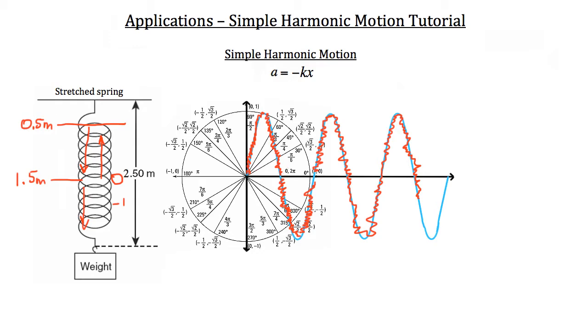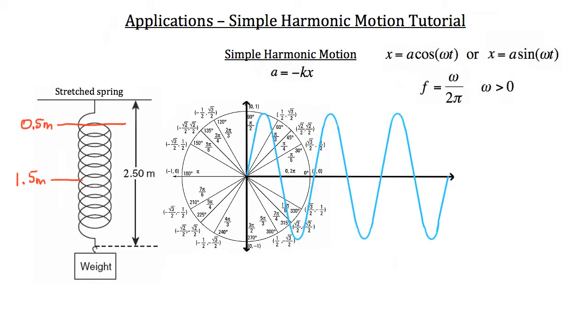So now I think it would be a good time to bring in the formula for simple harmonic motion. So here we have the formula for simple harmonic motion. Simple harmonic motion is x, the distance of the object from its rest position, is equal to a, its acceleration, times cosine of omega t, or x is equal to a times sine of omega t. And the frequency of an object exhibiting simple harmonic motion is equal to omega divided by 2 pi, where omega must be greater than 0.